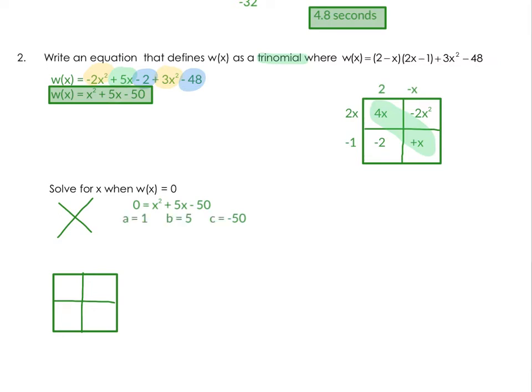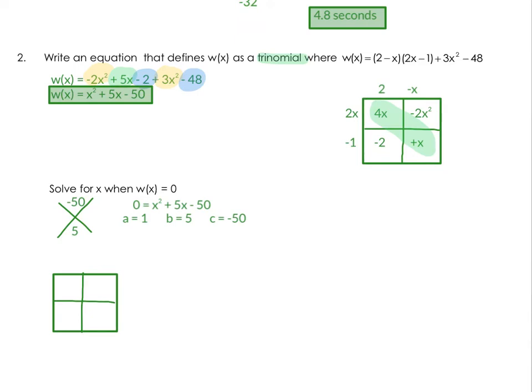a equals 1, b equals 5, and c equals negative 50. Then we can fill in the x. So at the top we have negative 50, and at the bottom we have 5. That's a times c for the top and then b for the bottom. So now we need to find the factors that have a product of negative 50 but add up to 5. Again, pause the video and see if you can find the factors.